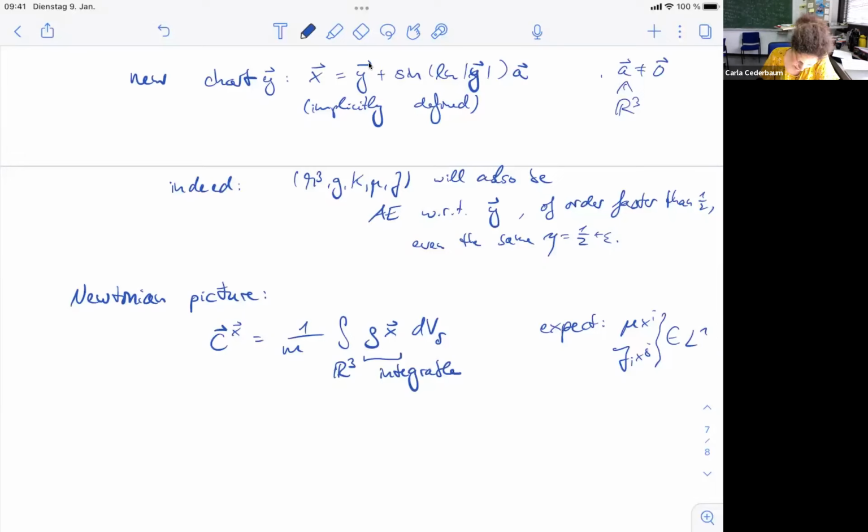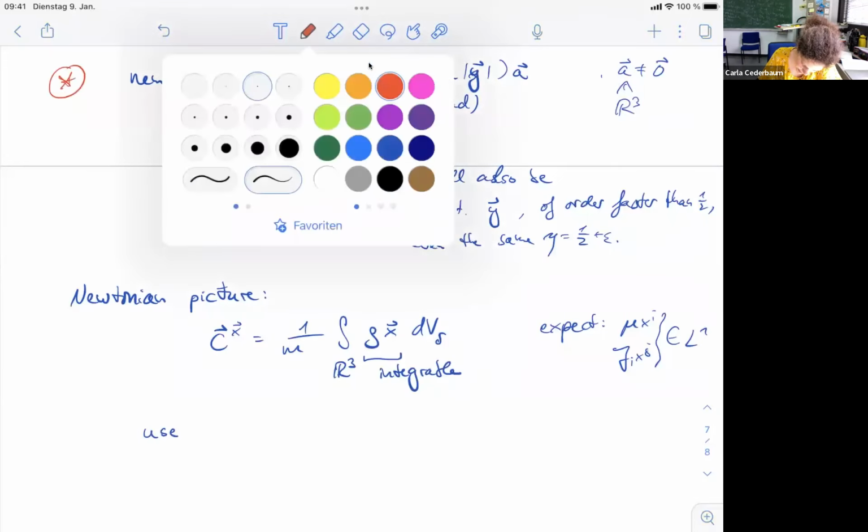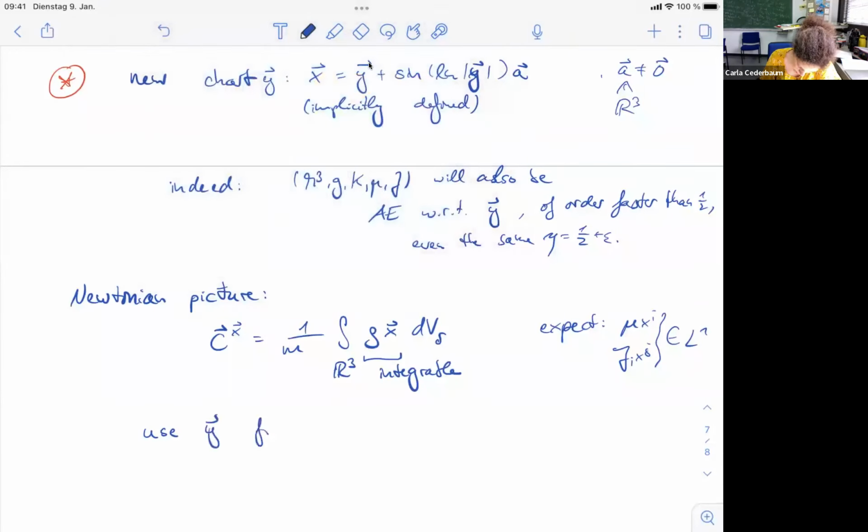So use the y from above. So let's give this some kind of star. Use y star and compute c_y for the Newtonian potential of a point particle.